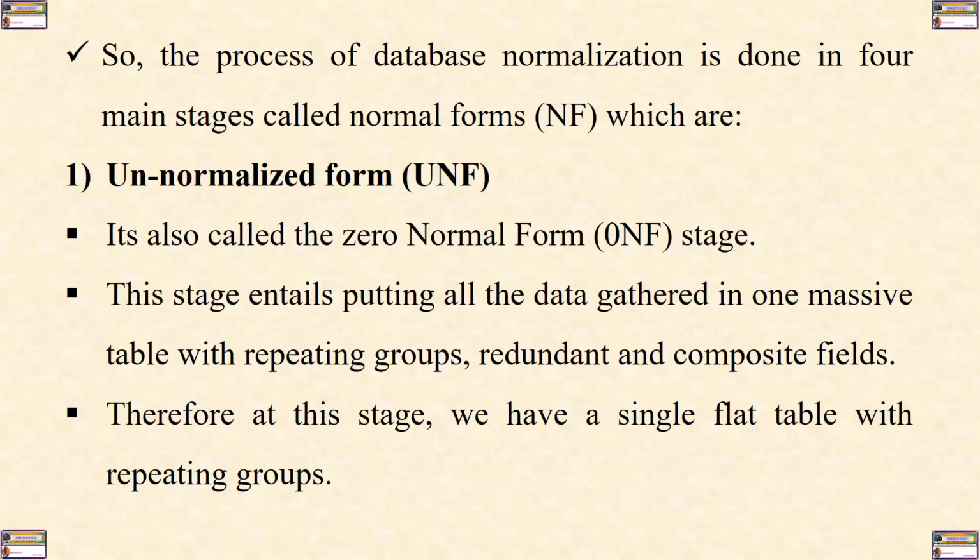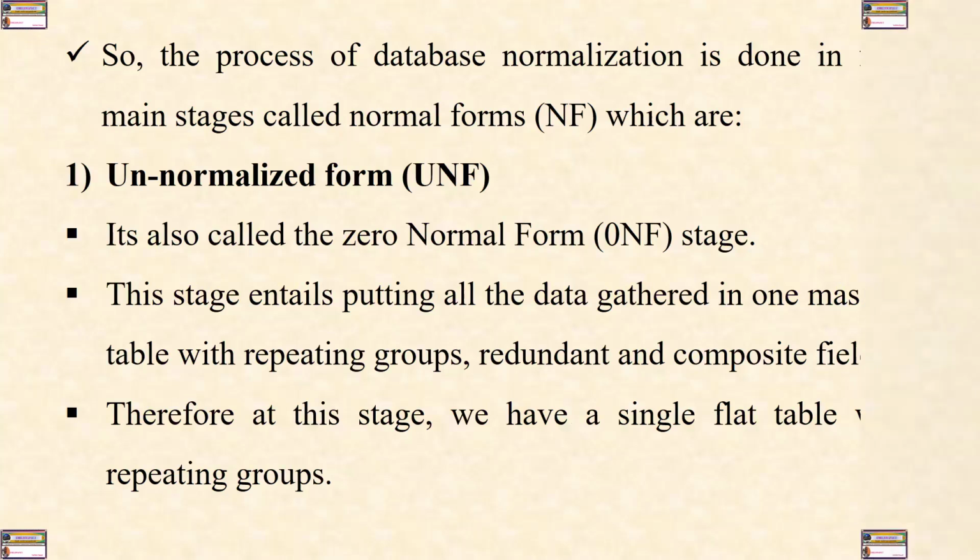Therefore, the first stage here, which we are calling unnormalized form, is not usually a stage in normalization. In other words, the data in it is not said to be in normal form. But because this is always the beginning, you cannot normalize data that is not available. We treat it as the first stage in the normalization process. It is the initial stage.